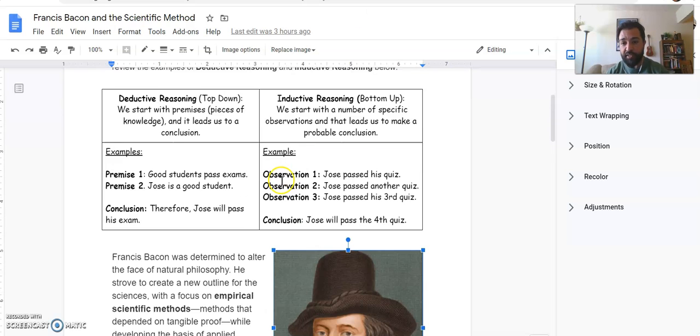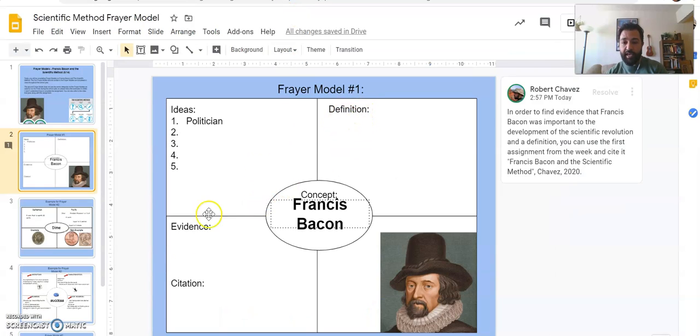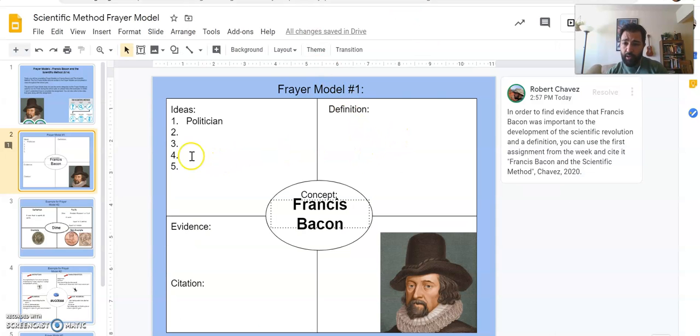You can use information that you see on this page in order to come up with your definition and evidence for Sir Francis Bacon. So you're just going to fill in what you see from this page. As far as the ideal words go, you're going to fill in 4 more. I started you off here with the word politician because he was a politician in his early life before he began focusing on science. And you don't have to draw anything. The picture of him is already right there. All right, so that takes care of the first Frayer model.